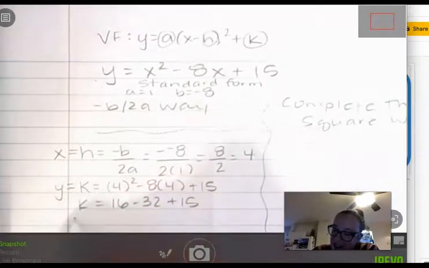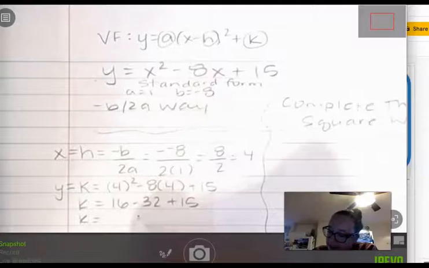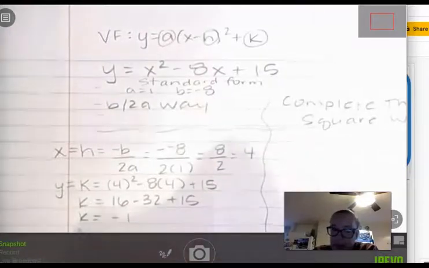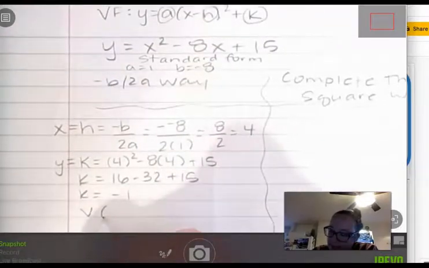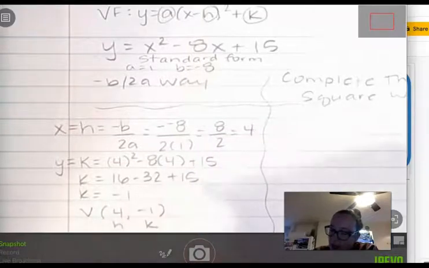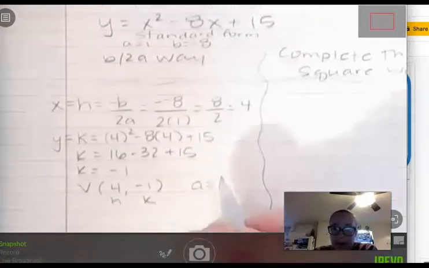I just wanted you to see the connection. So we get negative 1. So we get that our vertex is h, k. So it is 4, negative 1. This is h, this is k. We know a is 1 already.